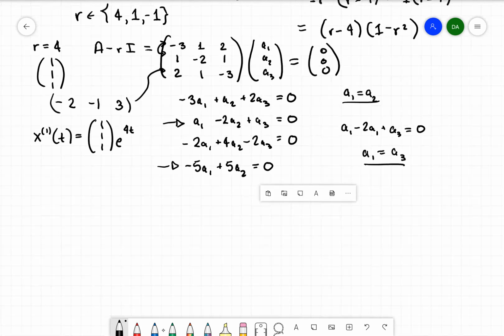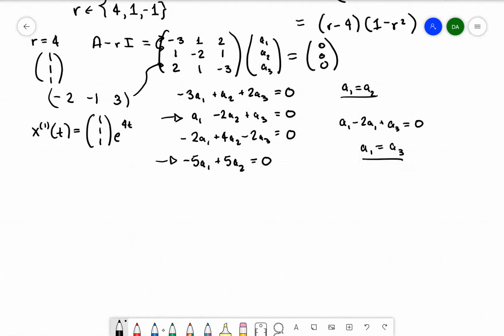Now let's try r is equal to 1. I think we have time to finish this problem. R is equal to 1. So the matrix that we get for this, A minus RI, will be 0, 1, 2, 1, 1, 1, 2, 1, 0.